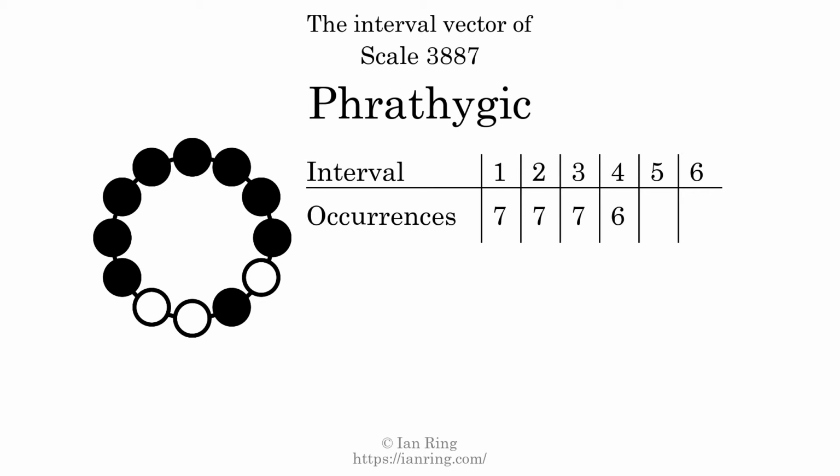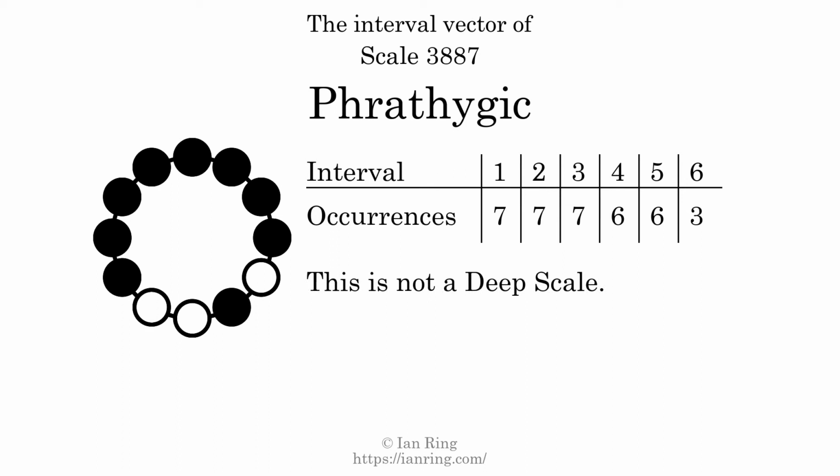There are 6 intervals with the size of 4 semitones. They are here, here, here, here, here, and here. There are 6 intervals with the size of 5 semitones. They are here, here, here, here, here, and here. There are 3 intervals with the size of 6 semitones. They are here, here, and here.